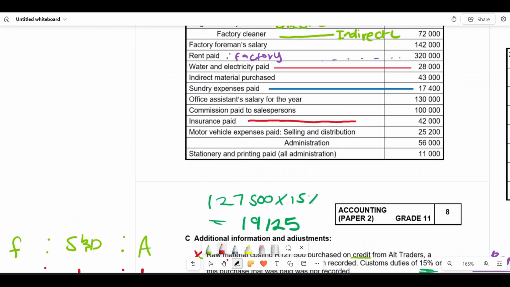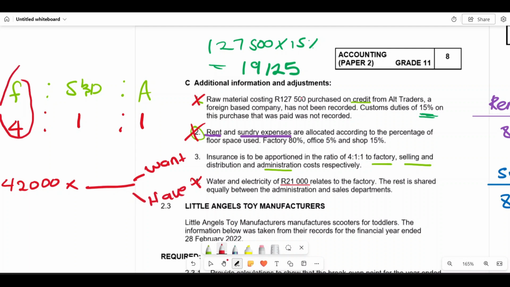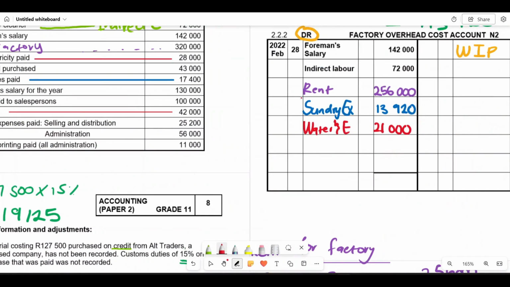So now insurance paid equals to the 42,000. So here I'm going to say, okay, 42,000, and I'm going to multiply it by what I want always stays at the top. What I have must always be at the bottom. So here I'm looking for the portion allocated to the factory, which is 4. Now this amount I have for insurance, it's for factory, selling and distribution, as well as admin. So I'm going to add these values. So 6. Now punching this into my calculator, the insurance that relates to the factory, it's cost to 28,000. So here my insurance amounted to 28,000 in accordance to my calculations.